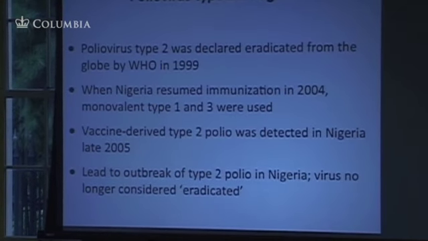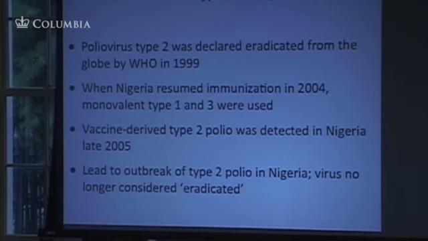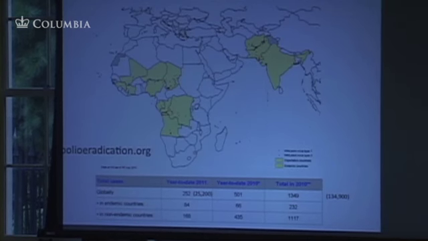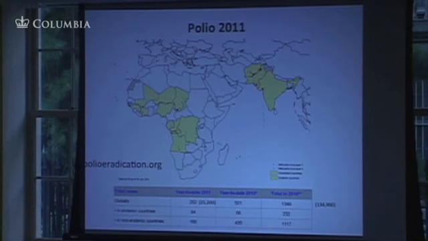So you really can't consider type 2 eradicated if there's still vaccine-derived type 2, and it's still used in some parts of the world, the type 2 OPV. So here's the situation at the moment. I will wrap it up very quickly.